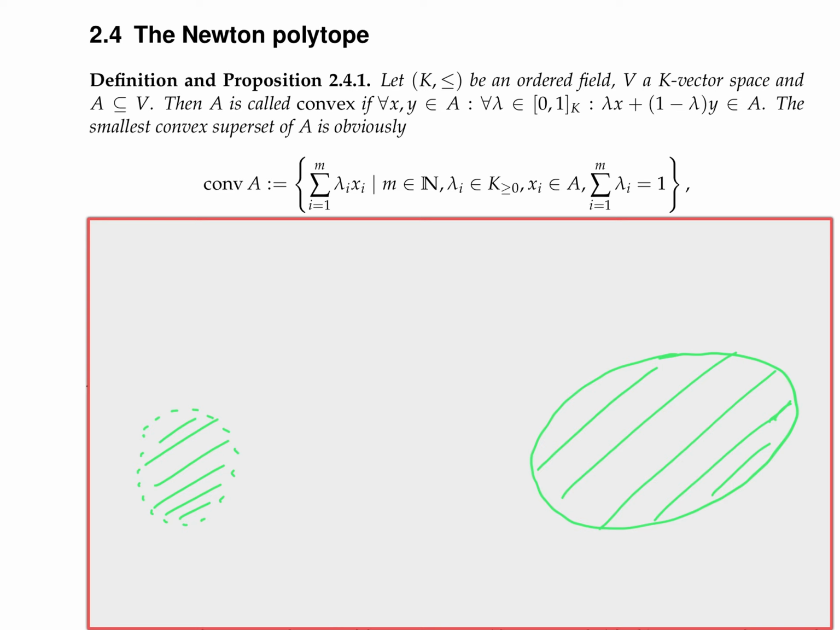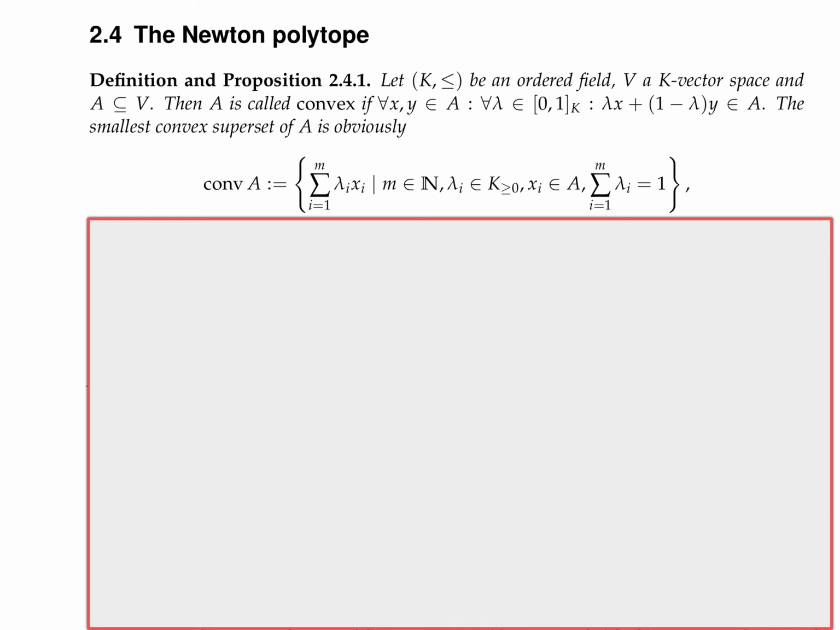Well, I actually wouldn't even need to know that the smallest convex superset exists. I mean, I gave a reason for that, but I could see this also just by proving that this is the smallest convex superset. So let's see why it is a convex set.